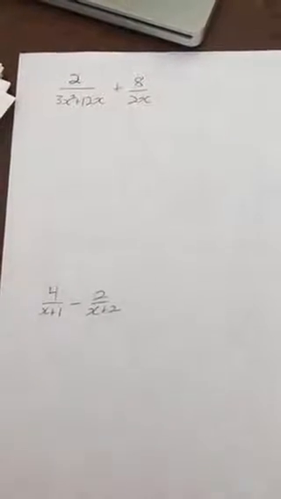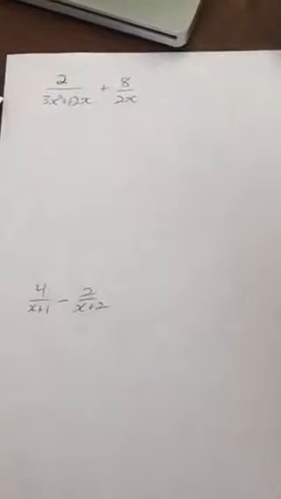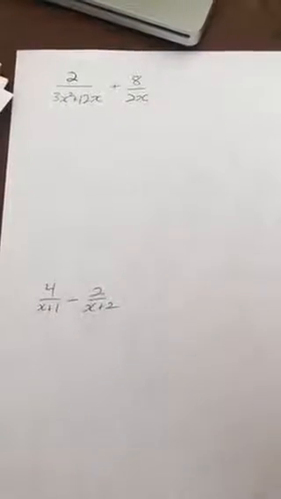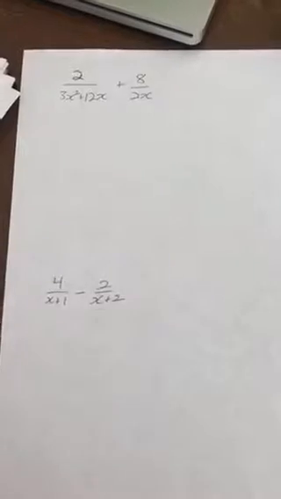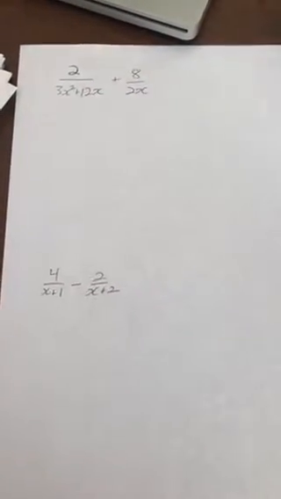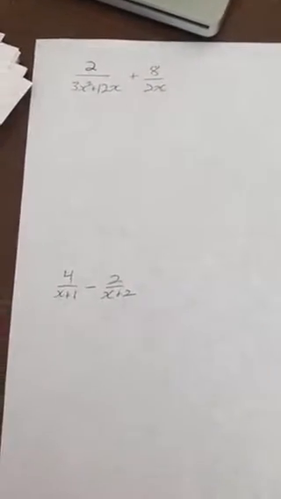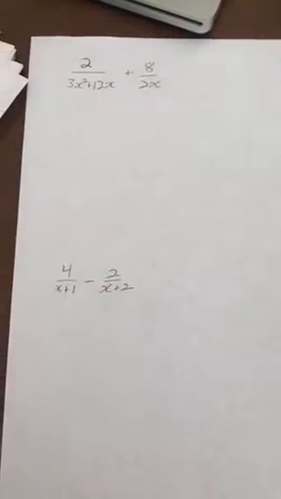These are called rational expressions. Rational just means fractions. Expressions means there's no equal signs. There's a difference between rational expressions and equations with equal signs. No matter what, you're finding a lowest common situation, whether it's a denominator or multiple.